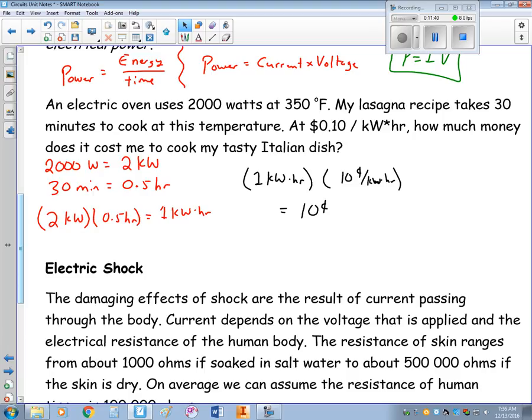We could go a little further with this. If we knew the voltage, we could calculate the current, or we could even find the resistance. I'll save that for some worksheets later on. All right, that will conclude video 2.